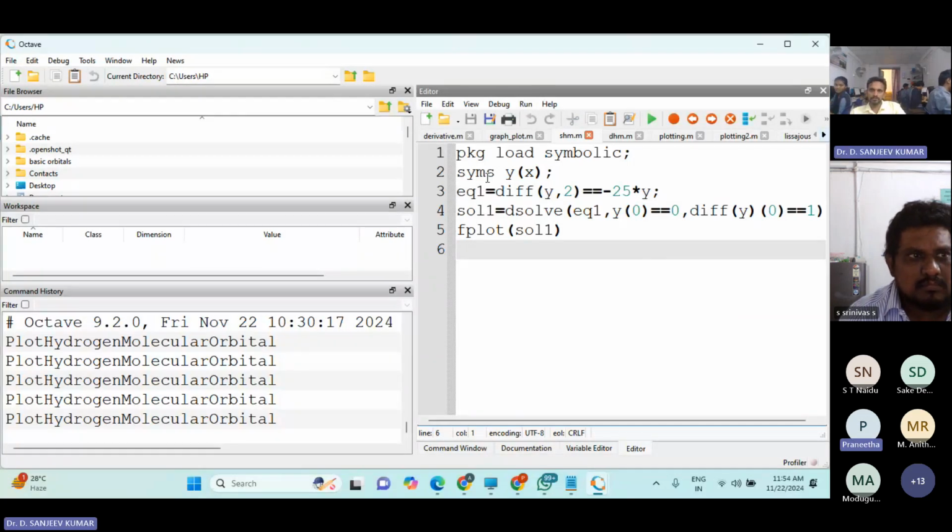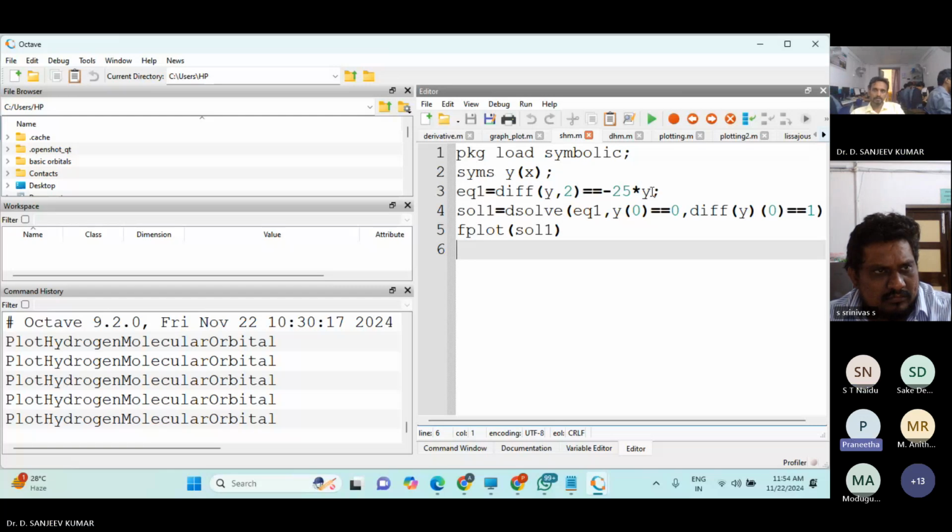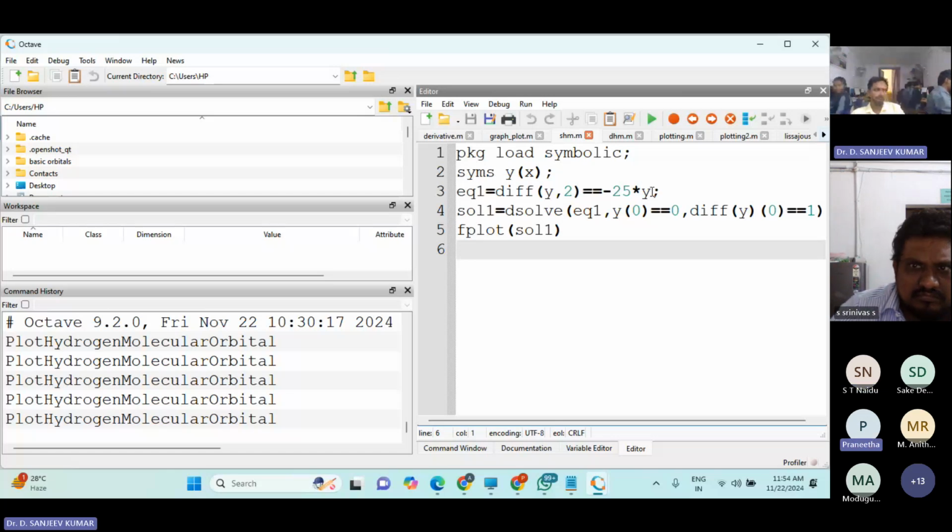Write equation 1 is equal to whatever first term, or the higher order term should be on the left side, and there will be a double equal to, and all other terms will come on the right side. So this equation is actually d square y by dx square plus 5 square y is equal to 0. And this is a solution.